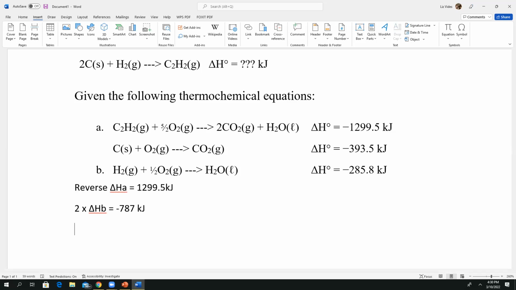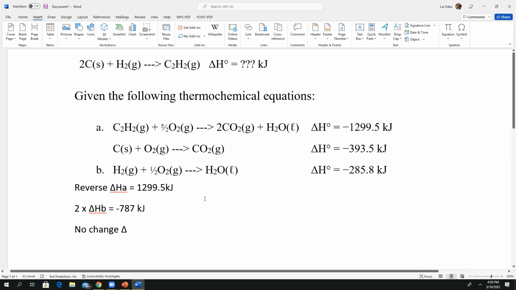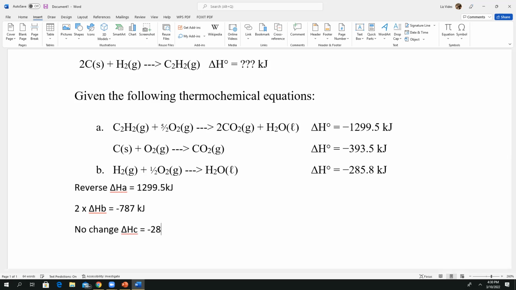And did we do anything to the third one? Okay, so no change. Where's my caps lock? No change to delta HC, which ended up being the same, which is negative 285.8 kilojoules.